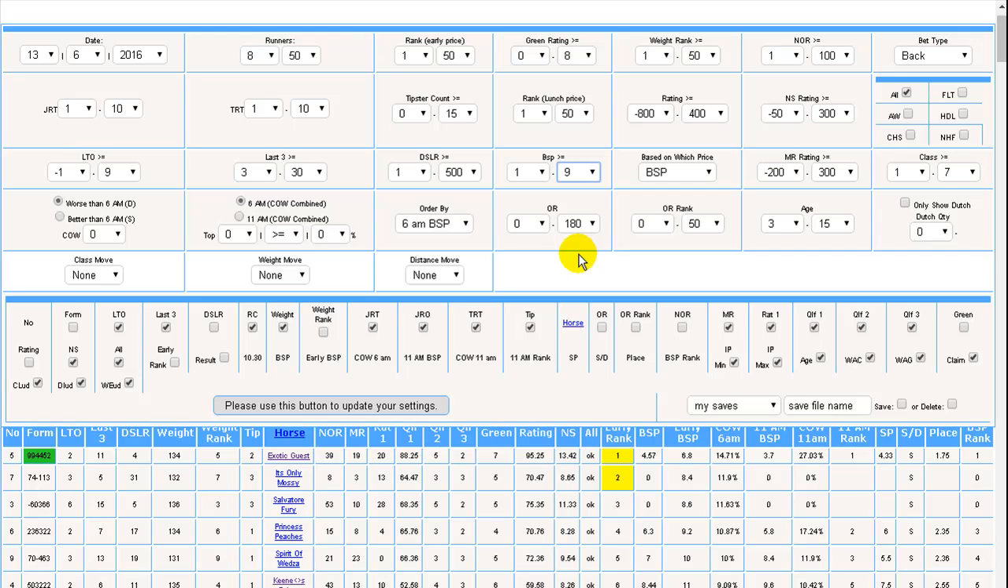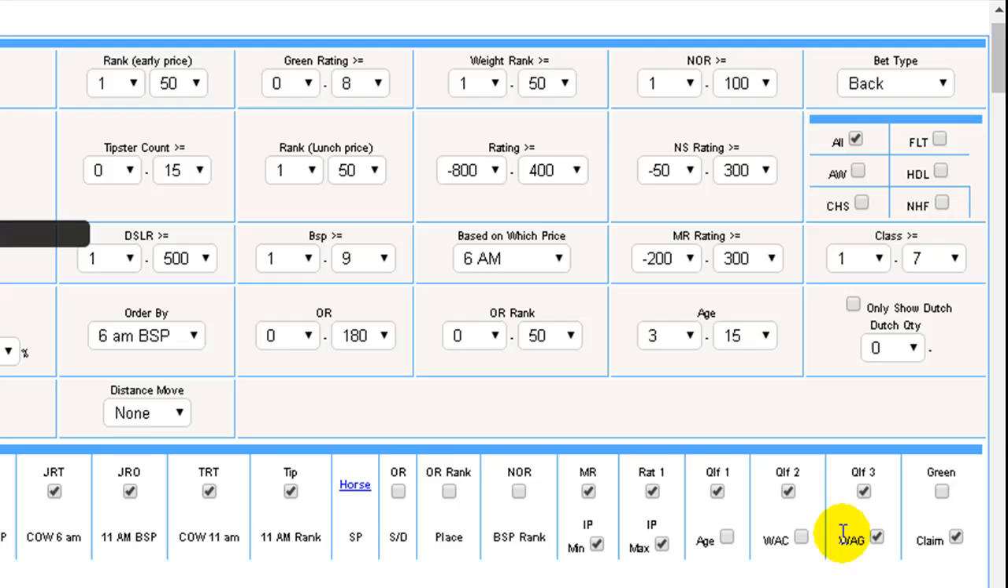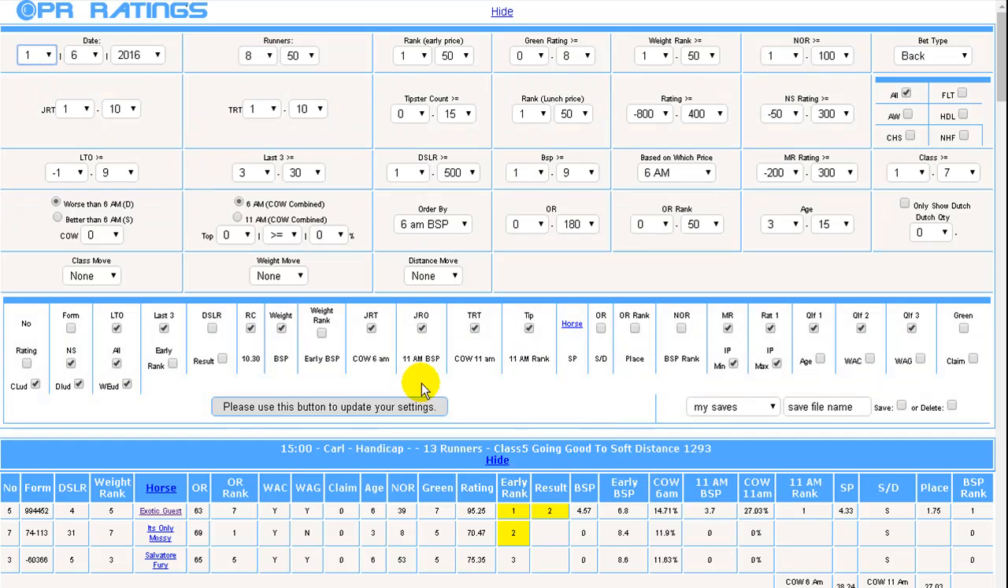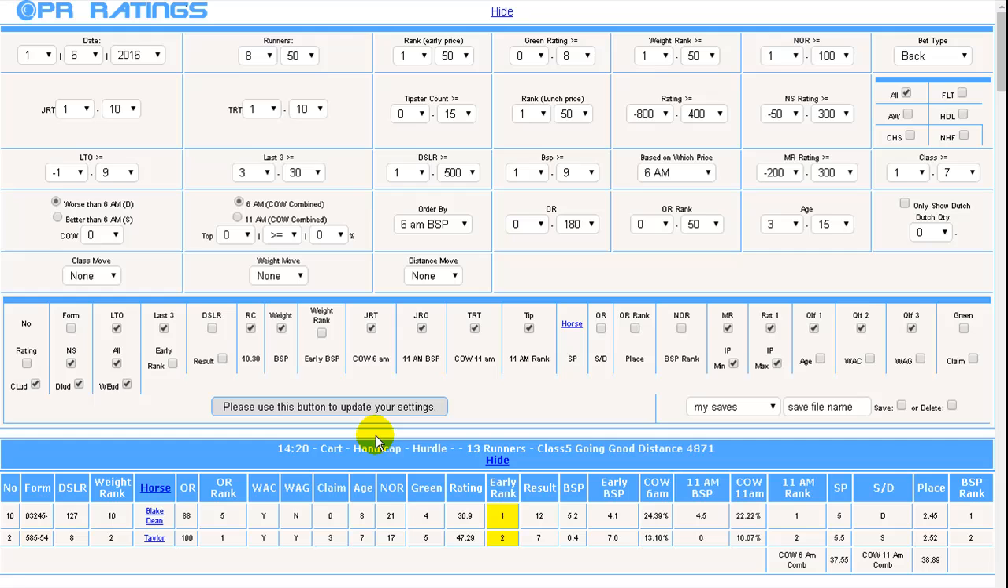Okay, so 1st to the 9th, and I'm going to use a 6 a.m. BSP. Okay, and actually I need to add in age, one at course, one at similar, and claiming. I think that's it. So I'm now going to reset that. So what I'm going to do is go back to, say, the 1st of the 6th. So let's go back there, and that gives us something to work with. Okay, because we need the results obviously.